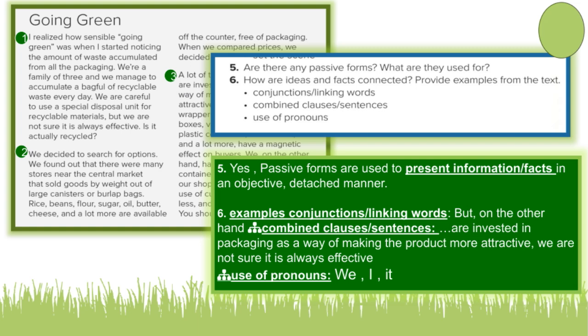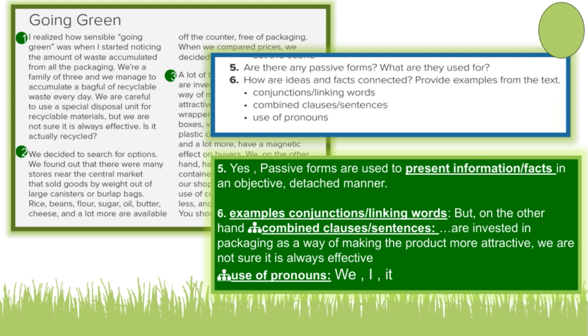Words like but and on the other hand are useful for connecting ideas and creating contrast between different clauses. For example, you might say, many products are invested in packaging as a way of making the product more attractive, but we are not sure it is always effective. Notice how the combined clauses give a clearer picture of the situation.